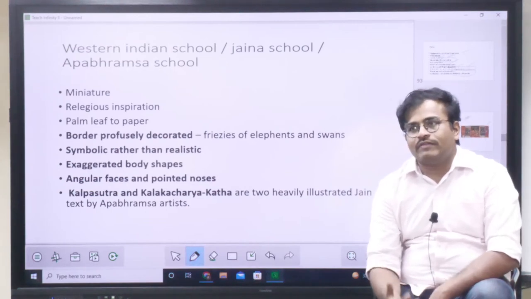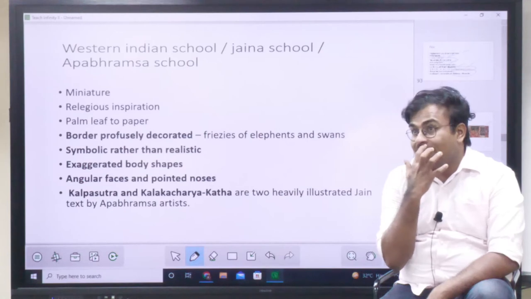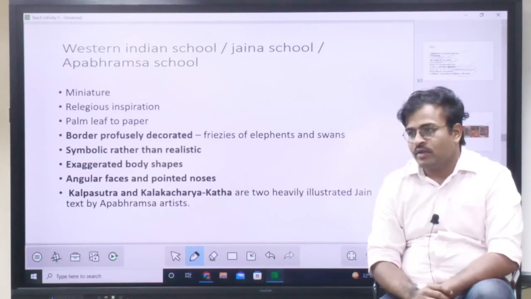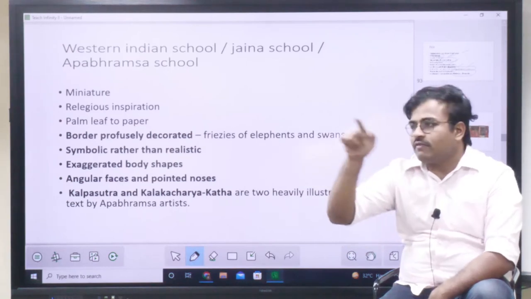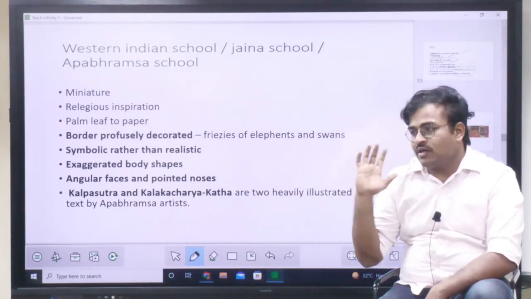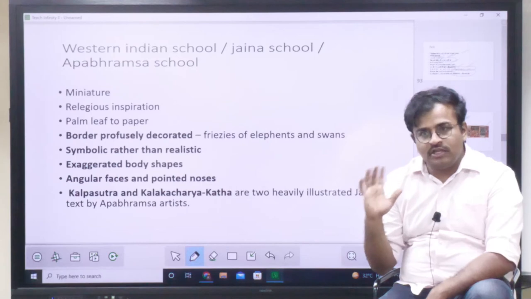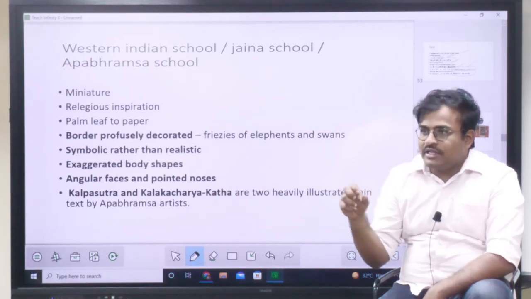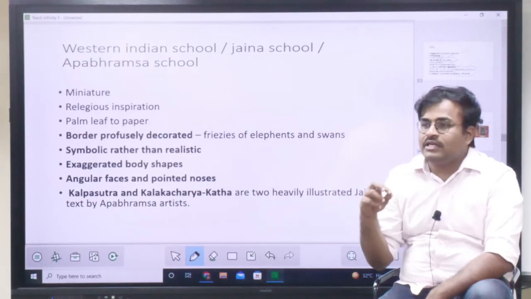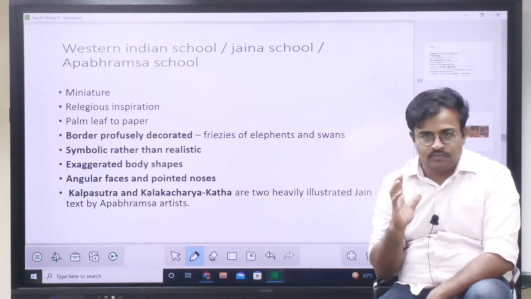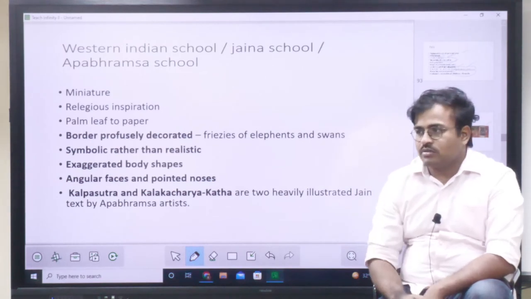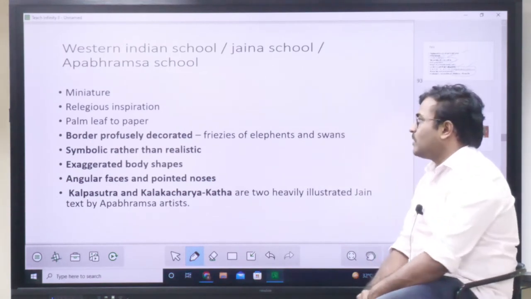The Western Indian school gives more emphasis to ornamentation rather than the meaning or essence of painting. Here also, the margins of the paintings are very well decorated, and the main themes are Jain themes. Later, the ornamented margins started gaining greater demand compared to the original paintings. It means the ornamentation is better than the original painting tradition. So that is what is known as the Western school.